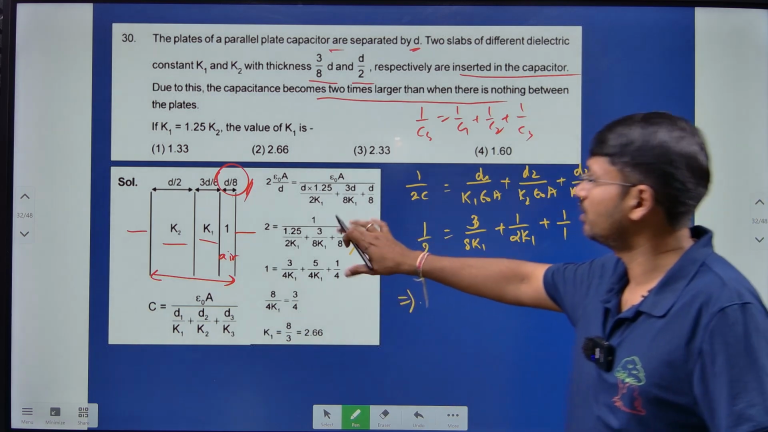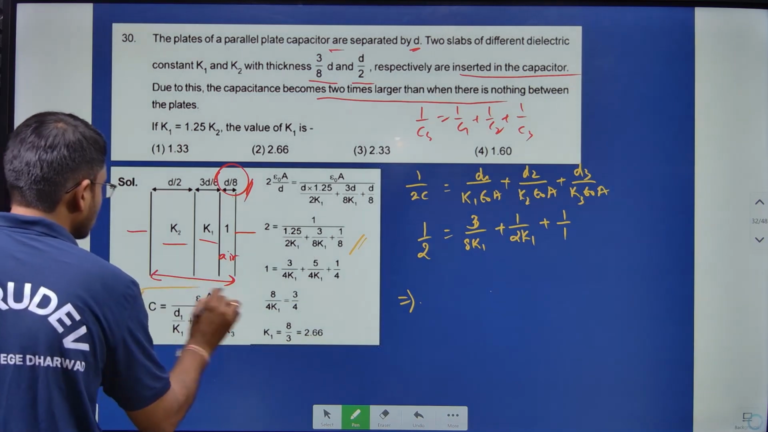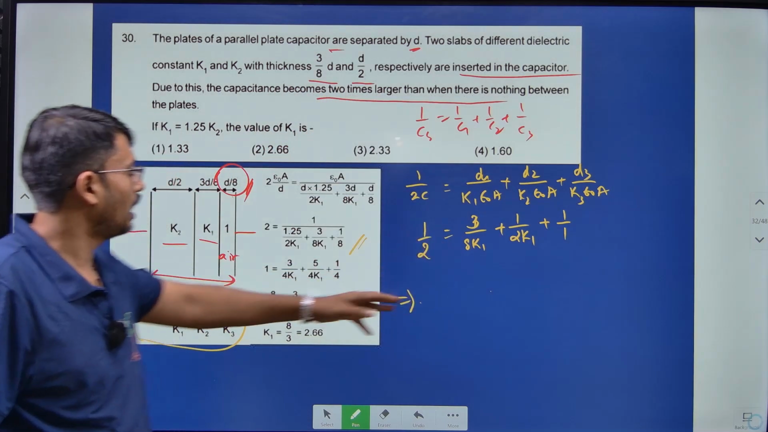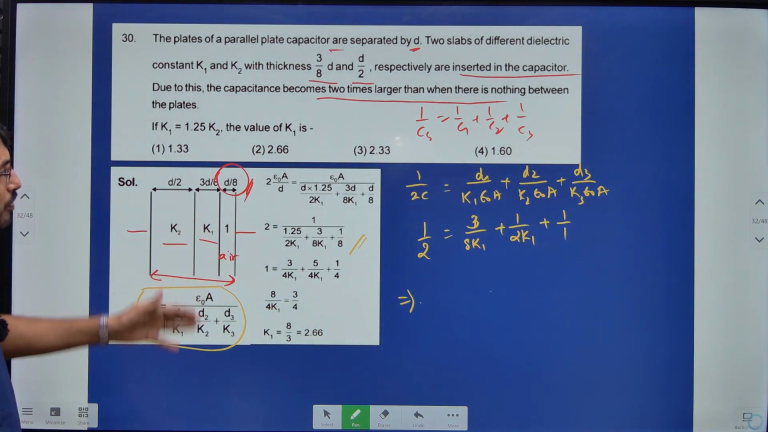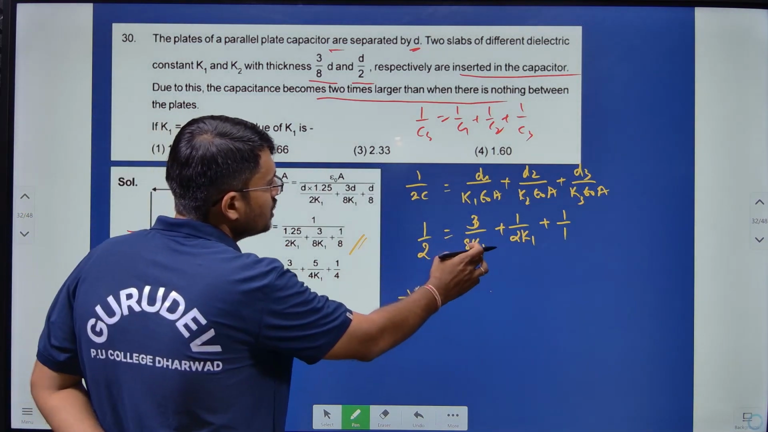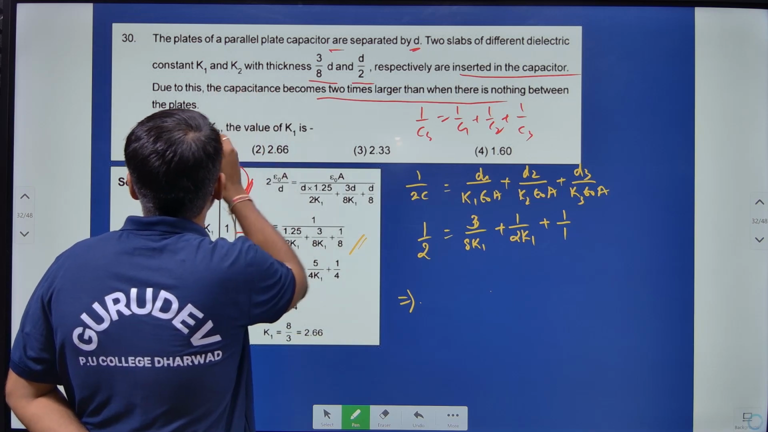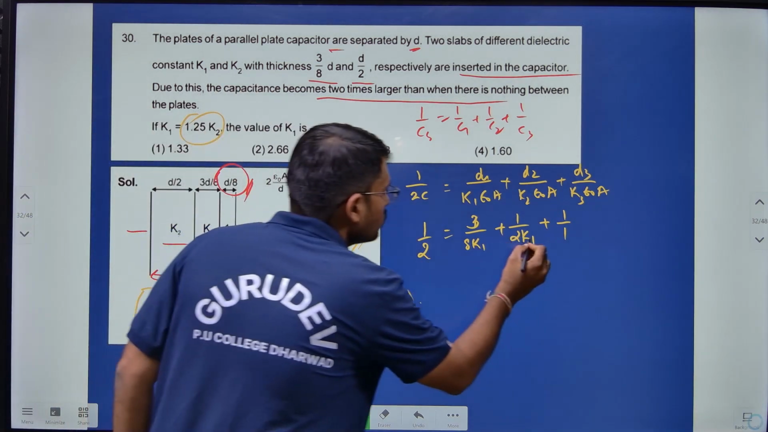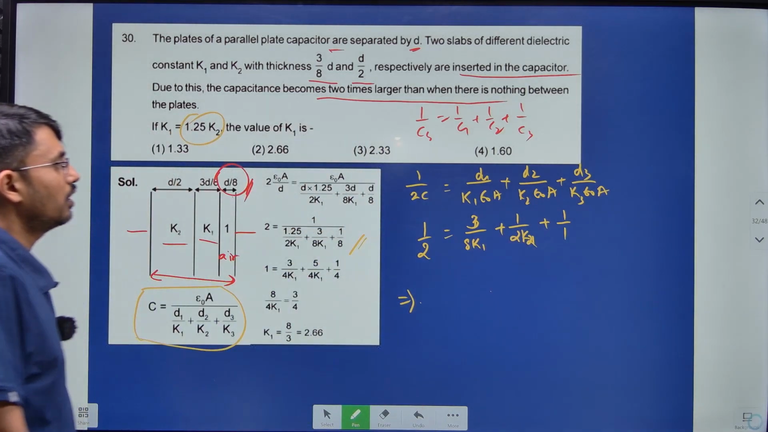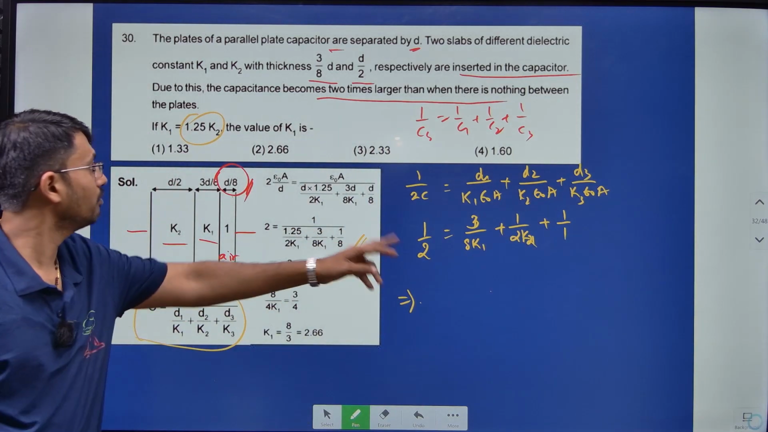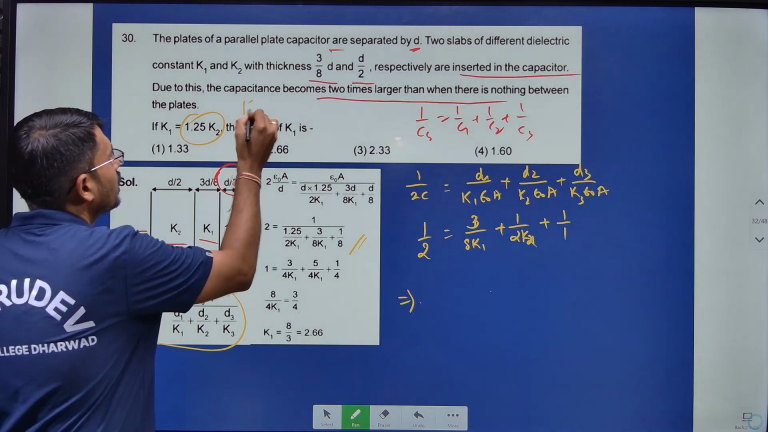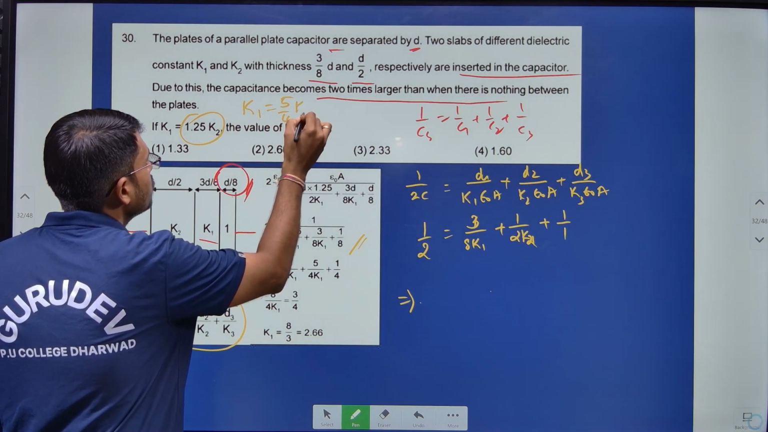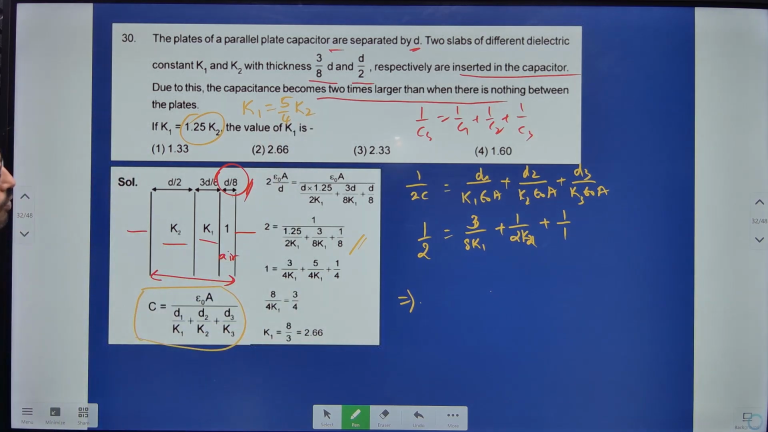Actually we are using a standard equation that is given by this. Straight away we are using this equation, or you can start this way and arrive at the same form. When you simplify, what is the K1 here? K1 is 1.25 times K2, so K1 we can write as 5 by 4 times K2.